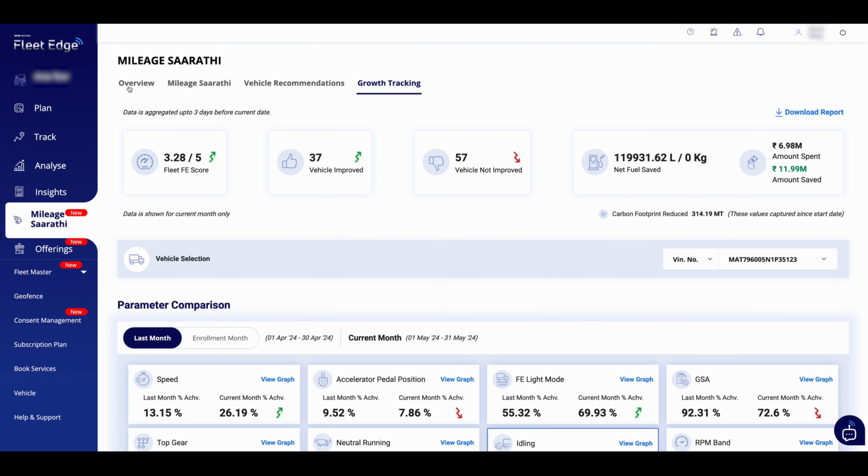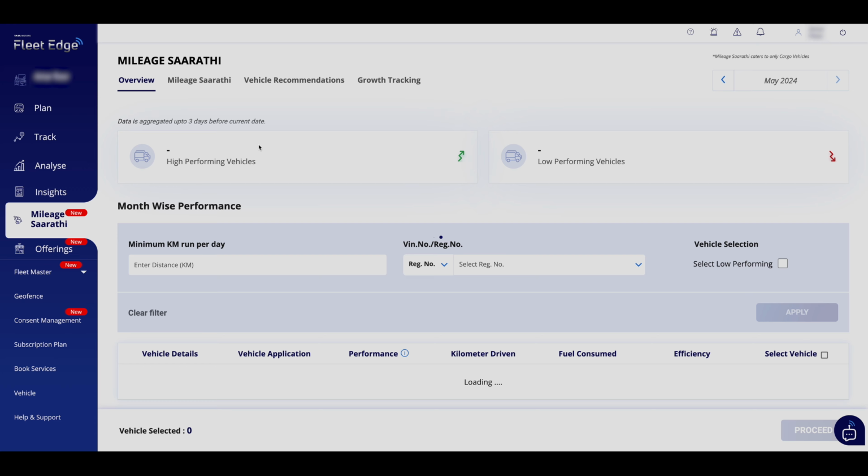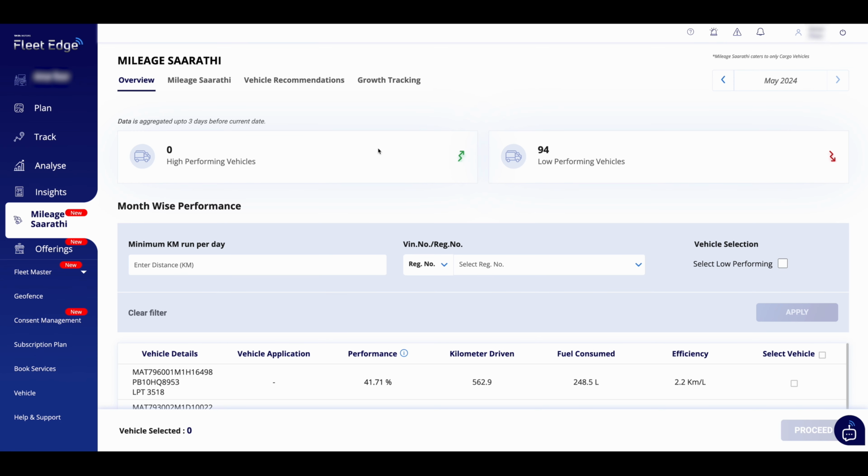Saarathi is part of our Advanced Plan and will be activated as Customer Ops for Advanced Plan, while customers on Standard Plan can explore Saarathi section with 100 days trial plan at only 1 rupee.